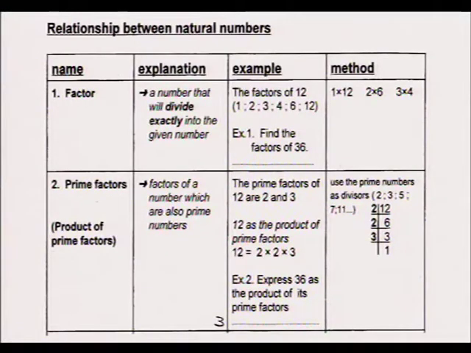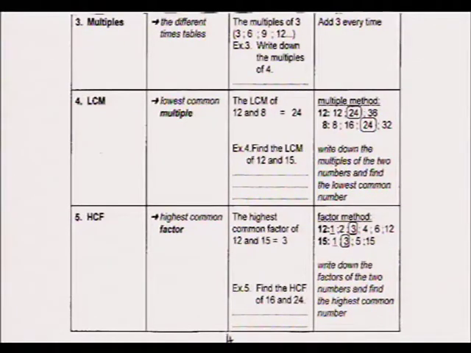There you see the relationship between the natural numbers, the factors, the prime factors. And there are the methods how we can work them out. Then we see the multiples. They are the different times tables, multiplied. And the LCM, which means the lowest common multiple. And number 5, the HCF, the highest common factor. There are some examples that you can do on paper while you are going through your slideshow.